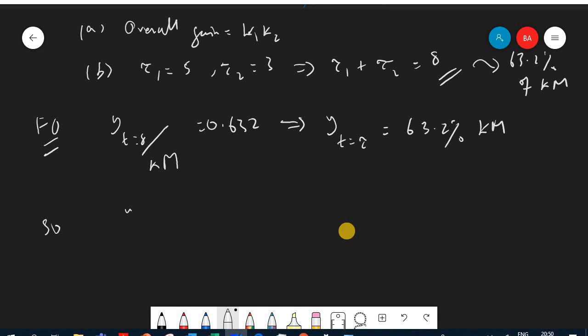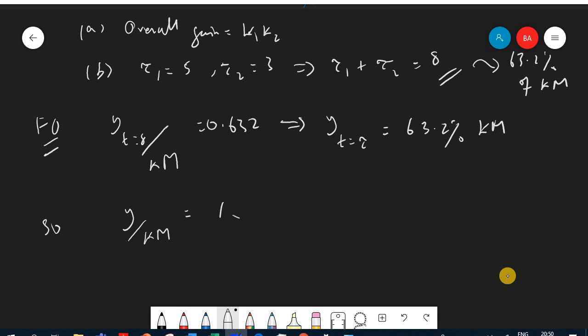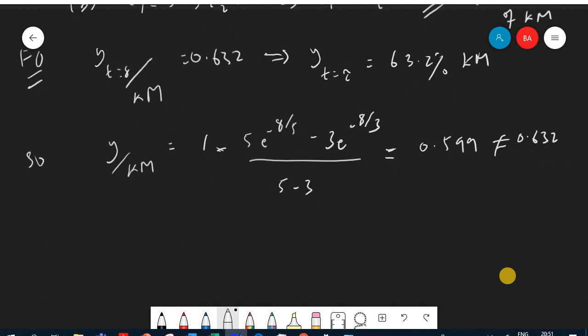However, for the second order, it was given to me that y divided by Kn is equal to this equation. I don't know if you can see the equation. So here's y and here's Kn. So y divided by Kn is that equation: 1 minus the term with e to the power minus 8 over 5 minus 3 e to the power minus 8 over 3, over 5 minus 3. After substitution, we will see that this is equal to 0.599, which is not equal to 0.632. So that is not applicable. It's very close, but it's not applicable.